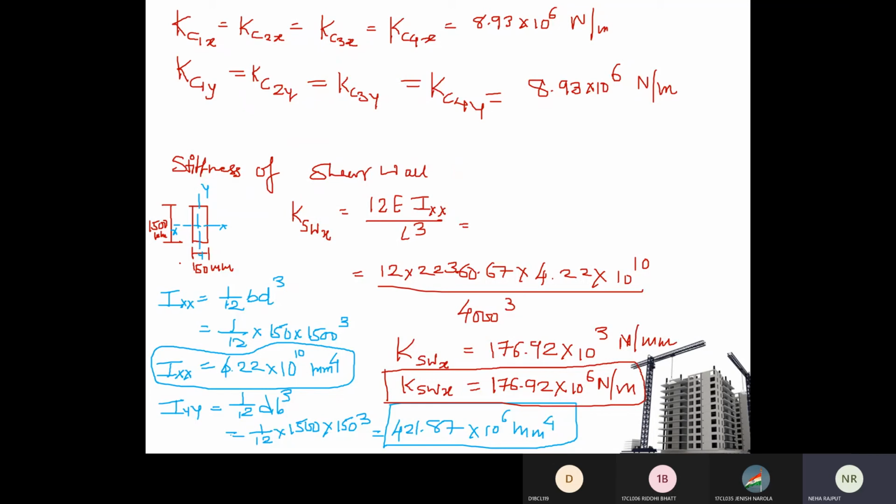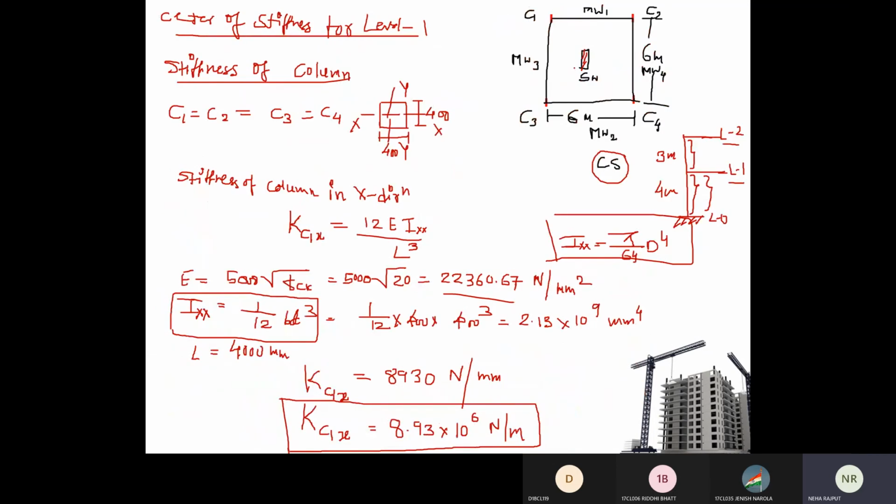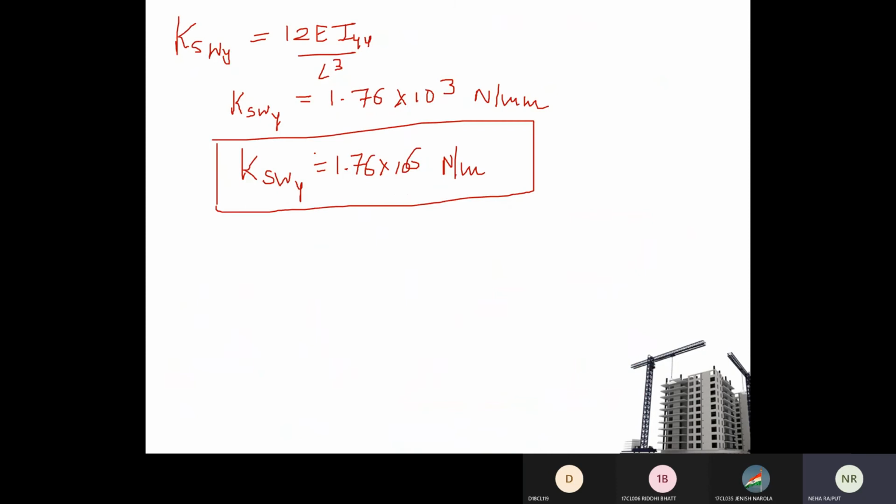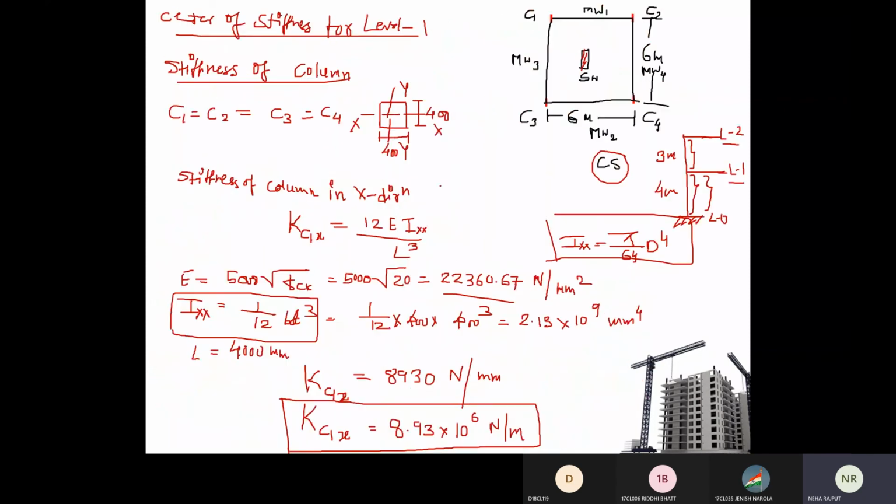So in Y direction, this placing of shear wall will not give any performance towards the earthquake force or the lateral force, but yes, in X direction it will resist the force. Right? Chalo. Now next, stiffness of shear wall is completed. Stiffness of column is completed. Now stiffness of masonry wall.